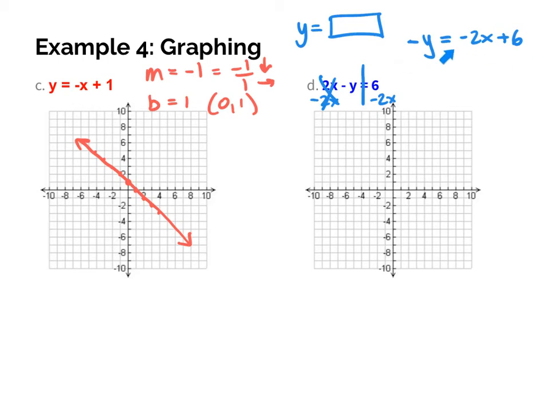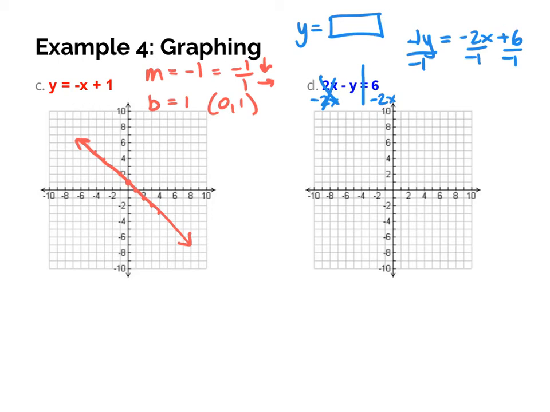Now, it looks like we're close to being done, but we've never graphed with a negative y. What we need to do is get rid of that negative sign. Think of there being a negative 1 in front. So to get rid of that negative 1, we're going to divide both sides by negative 1.